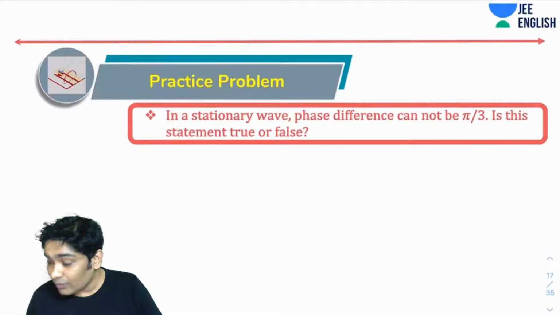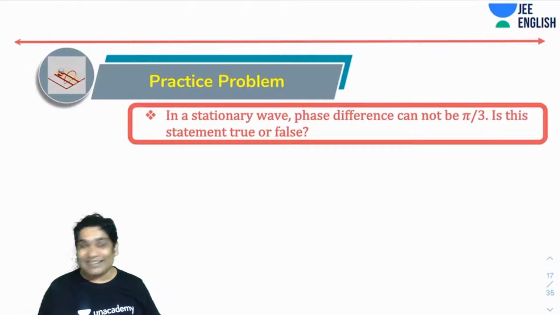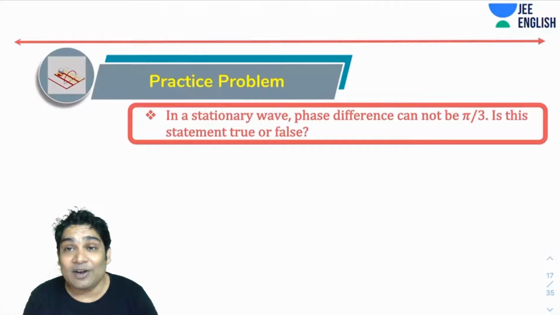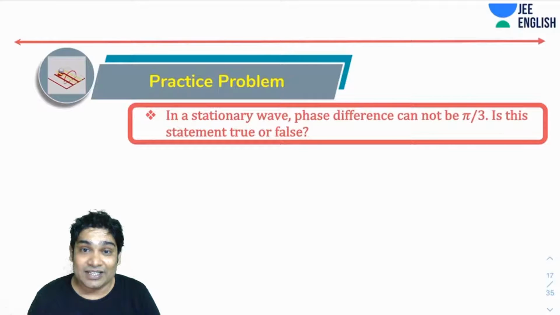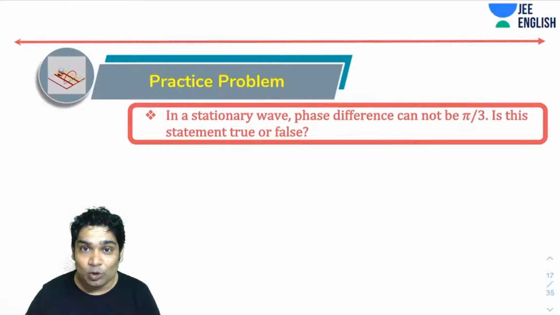Okay. So now why don't we try some problems? Alright, let's try a problem. In a stationary wave, the phase difference cannot be pi by 3. Is this statement true or false? So tell me quickly. Is that statement true or false?